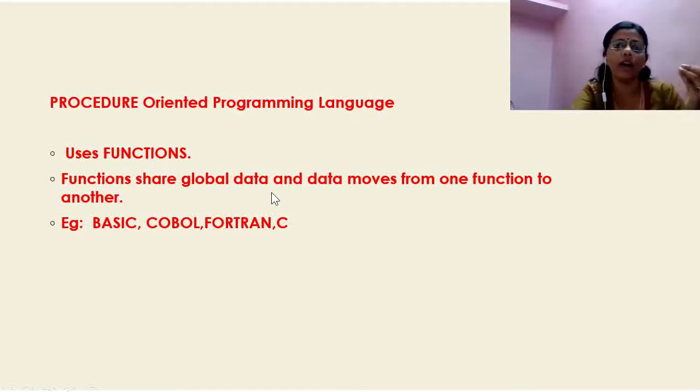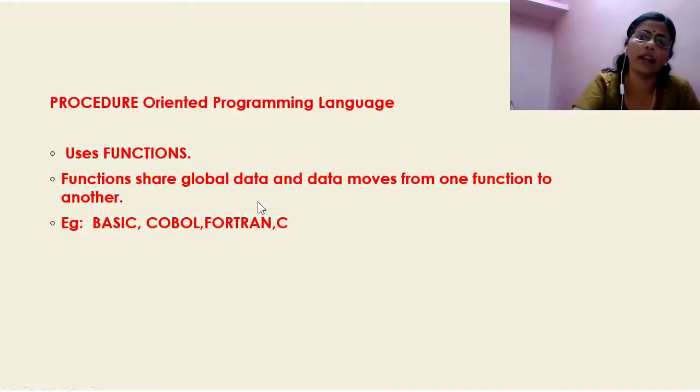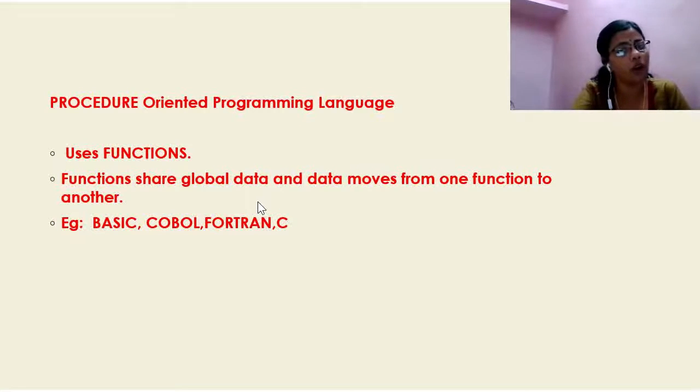Maybe this 3 and 4, I have to take it from another function. So I have written another function, say input. Inside that function input, I am asking the user to give 2 values. Now, when I'm using a function called add, where are the 2 values taken from? The 2 values are taken from the other function called input, right? So the functions can share global data, and this data will move from one function to another. So from the input function, the data has moved over to the function called add.